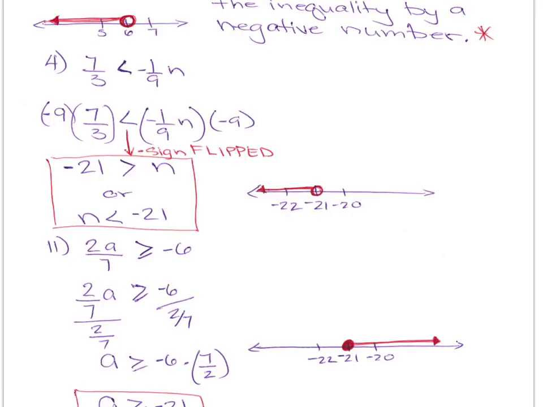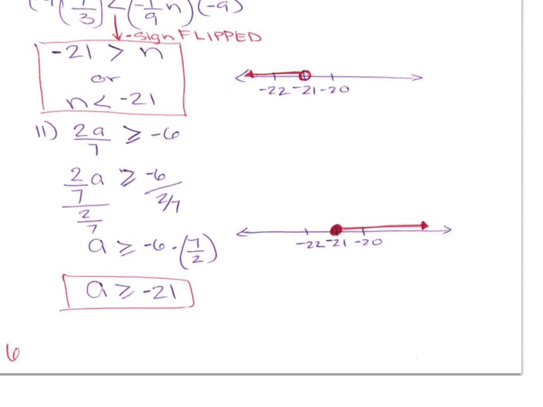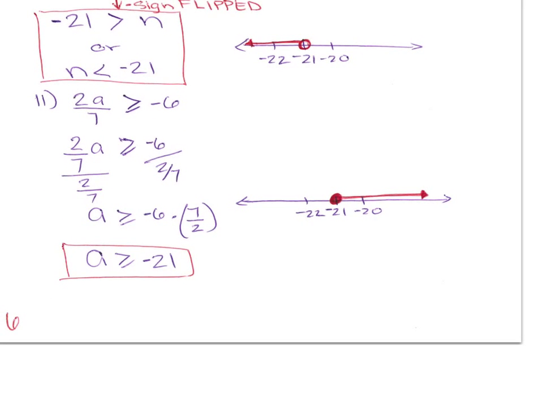Let's look at problem 11 right here. Let me scroll this up. So problem 11 right here, we have 2a all over 7 is greater than or equal to negative 6. If I rewrite this, you can rewrite it as 2 over 7 times a is greater than or equal to negative 6. So if we want to get rid of the 2 over 7, since we're multiplying 2 over 7 by a, we can divide both sides by 2 over 7. This would cancel out. You'll be left with a.